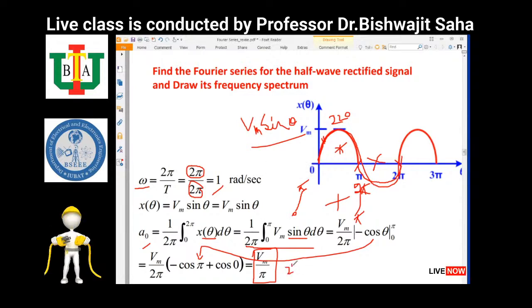Sir, 220 divided by pi. Yes, thank you. Okay, 220 by pi. This is also a kind of MCQ: for a half-wave rectified signal, what is the DC average value? Bm by pi. If Bm is this value, then you can find the DC value easily.